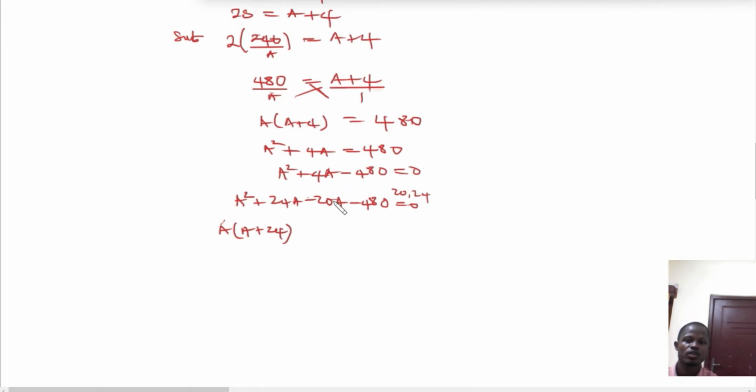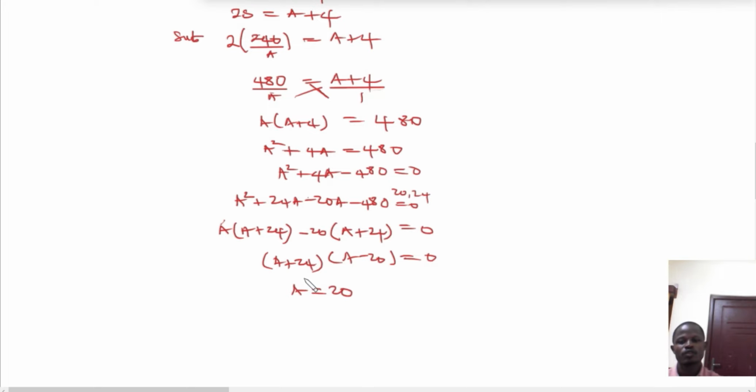Here you look for a common factor. 20 can go into all of this, right? Minus 20. Open the bracket. 20 cancels 20, we are left with A. Minus times minus is plus. 20 into 480 is 24 times. Is equal to 0. So we now have A plus 24, and then A minus 20 is equal to 0.